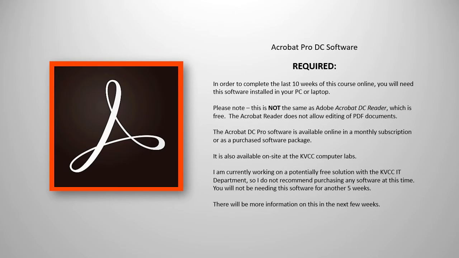This last item is the one required item for this course, and that is the Acrobat Pro DC software itself. You must have this or access to this in order to complete the course. There are 10 labs that you'll be doing with this software. Now, do not get this confused with the Adobe Acrobat DC Reader. That is a free software that allows you to read PDFs. It does not allow you to edit PDFs at the level we will be doing this at. That requires the Pro DC Acrobat software.